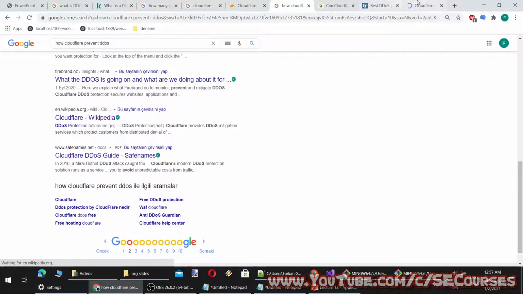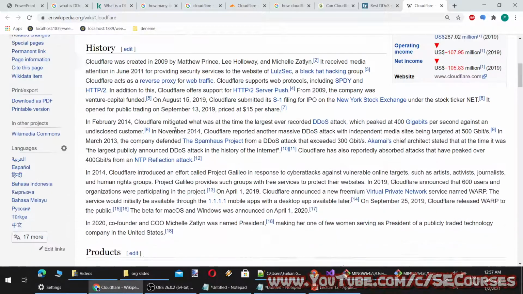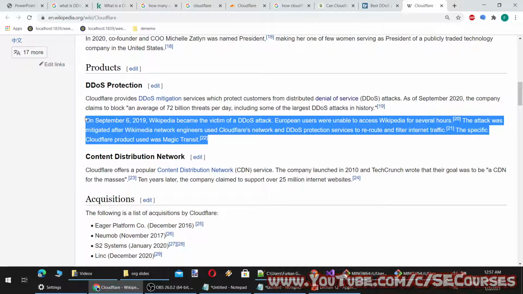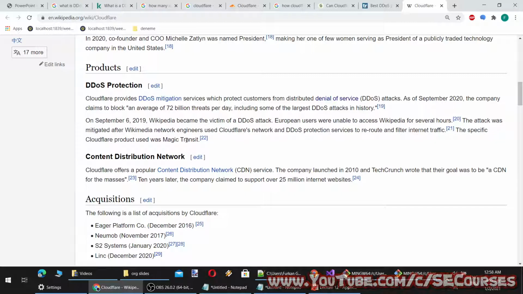Okay, Cloudflare, Wikipedia. Maybe there is information here. You see, even Wikipedia was a victim of DDoS and their services were unavailable to the users. Even they can take down Wikipedia, which usually gets millions of requests per second. Can you imagine that? How much traffic would be needed to take down Wikipedia? You see, including some of the largest DDoS attacks in history.